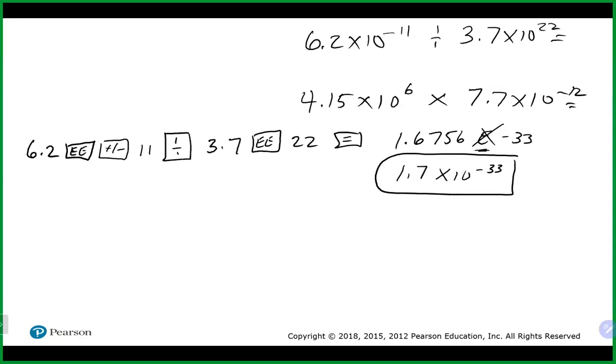Yeah, so that exponent wasn't negative, so you wouldn't put it. You would only use the negative button if your exponent was negative. And again, you want to make sure you use your exponent button, not your subtract button, which is again a very common mistake.